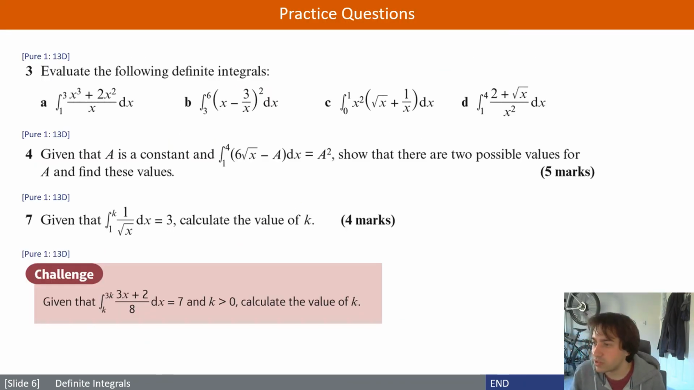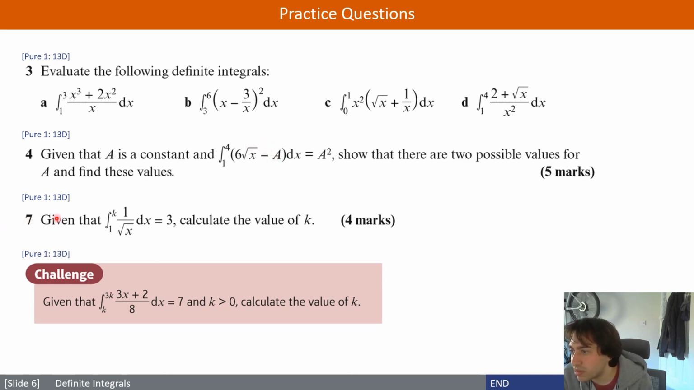So here are the questions I'd like you to try. They're all on this slide. Question 3, 4 parts. For all of those, your final answer is just a single number. And then you just want to check that number in the back of the book, see if you get it right. Question 4 is similar to the example we just did. You've got a constant in there. In this case, it's a capital A. And you're going to find what those two values for A could be, presumably because there'll be a quadratic.